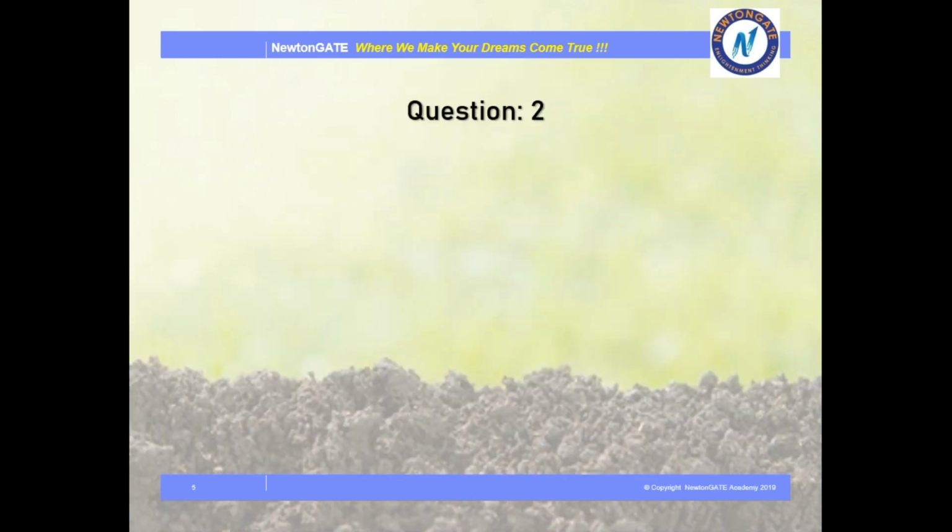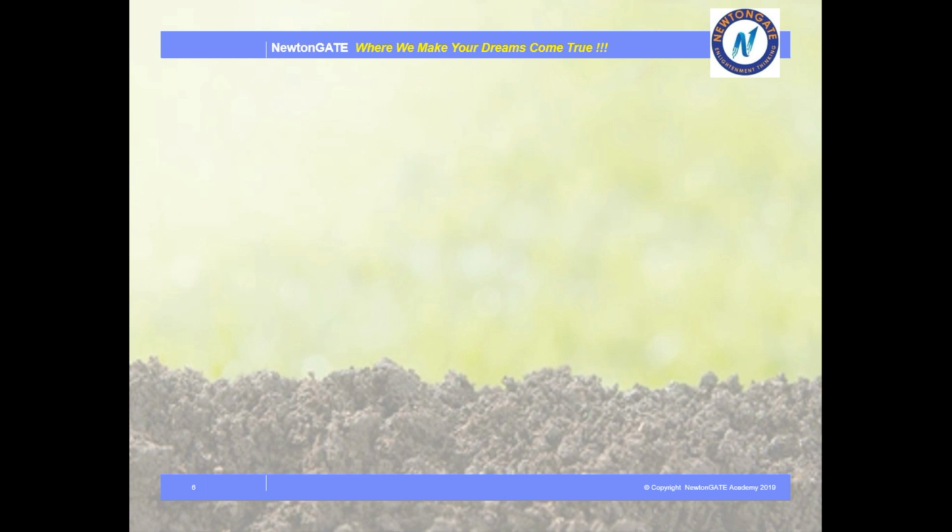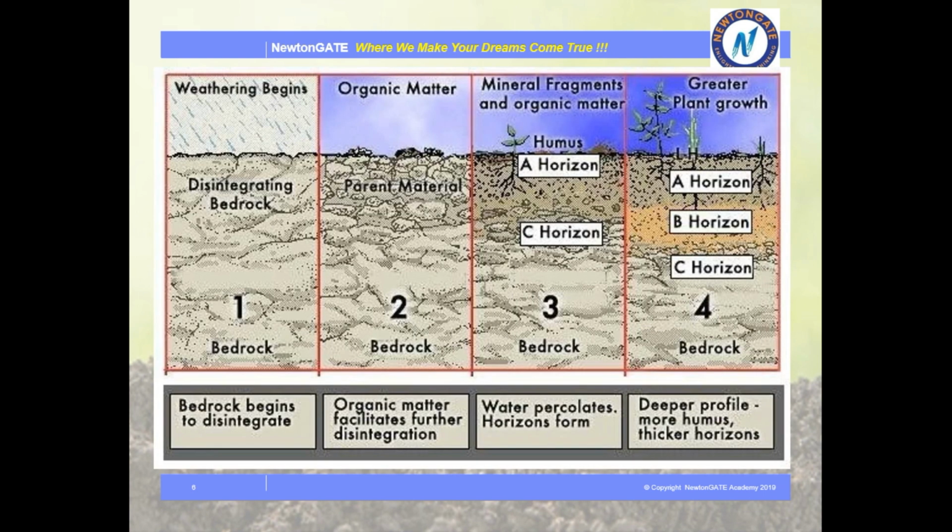So we are moving to the next question, that is, state any 2 factors which are responsible for the formation of the soil. So the most important factors are the weathering and erosion. So what is weathering? So let's discuss what is weathering. When the rain falls on our earth crust, it is being poured on the earth surface. So when there is a variation in the temperature, thus there is an expansion and contraction of the earth crust and thus result in the disintegration, or we can say in simple words, breakdown of the earth crust.